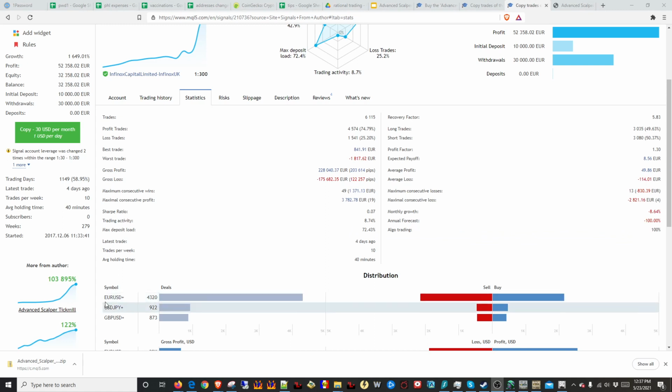Okay, trading on the 3 pairs that he recommended, EURUSD, USDJPY, and cable. Those are low spread. You should get good fills on those currencies if your broker is decent. So that's why he's trading there. What else can we look at here?